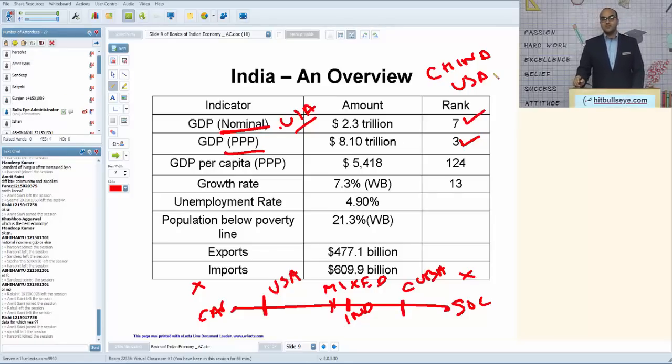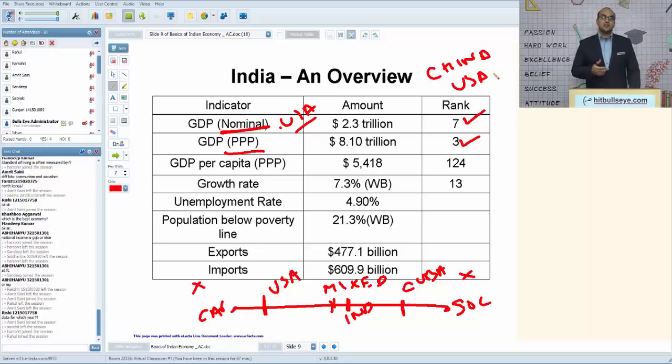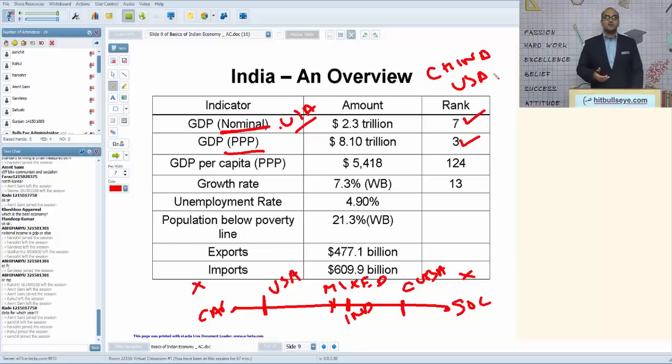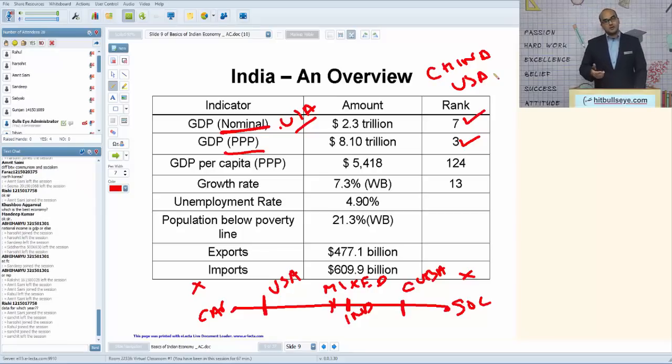GDP at purchasing power parity. Now PPP is a concept which is used to equalize the different cost of livings in different countries. Of course, USA, you must have heard, is a more expensive country, or the cost of living in USA is slightly high, right, as compared to India. So PPP is a statistical measure which equalizes this difference created due to cost of living.